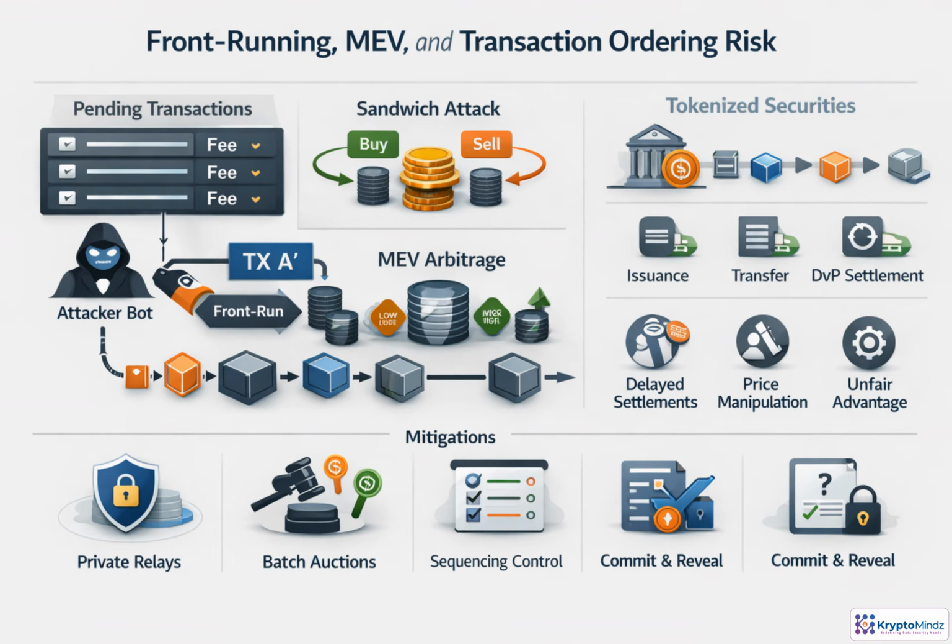Think of the mempool as a public waiting room. Before settlement, others may see who is trying to transact. Bots can copy that intent, pay more, and jump the queue, creating front-running or MEV through sandwich attacks and arbitrage extraction. In tokenized securities, this can distort prices, delay settlement, or create unfair advantage during issuance, transfers, redemptions, and DVP. Mitigations reduce visibility or discretion through private relays, batch auctions, commit reveal, permission sequencing, and careful settlement design.